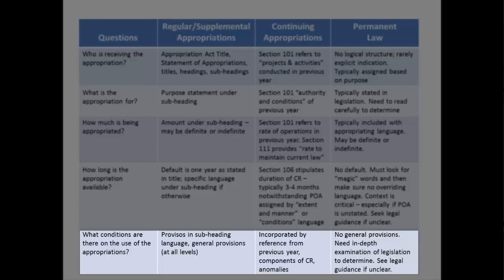In permanent law, you don't normally see general provisions, and none of the general provisions in annual appropriation acts apply. You won't usually see the italicized provided that and provided further language highlighting conditions that we saw in Annual Appropriation Act language in Module 1. However, the conditions may appear buried in the text, perhaps far away from the appropriating language itself. Conditions would be determined by an in-depth examination of appropriating language and the body of legislation.